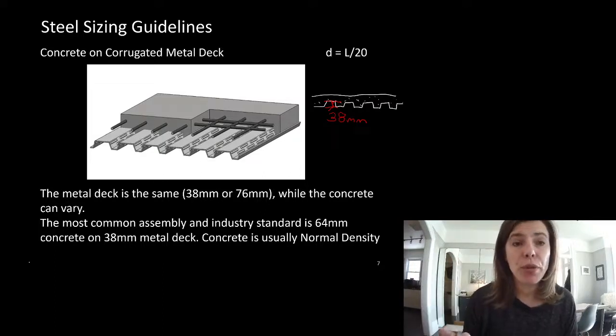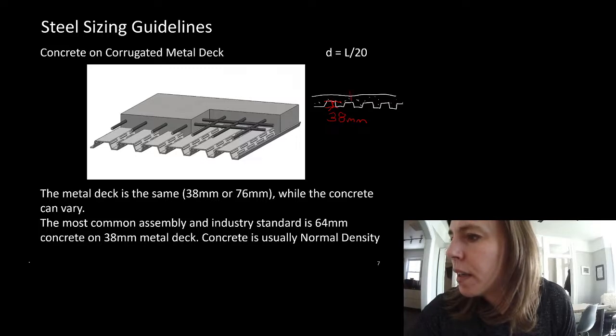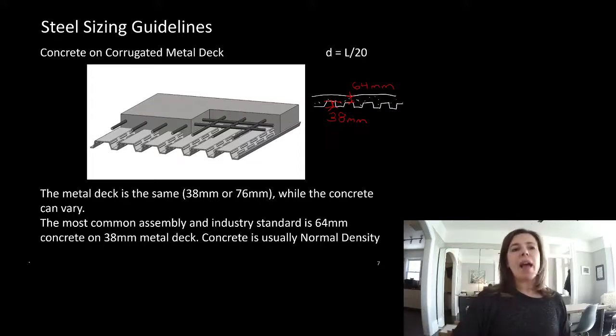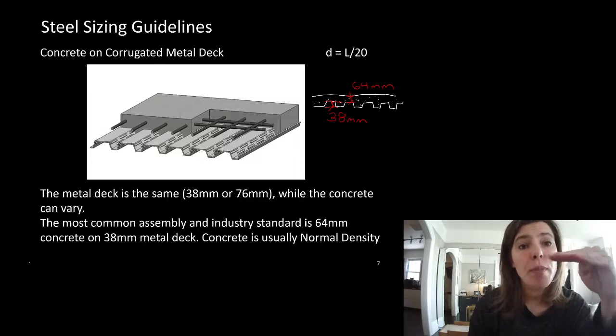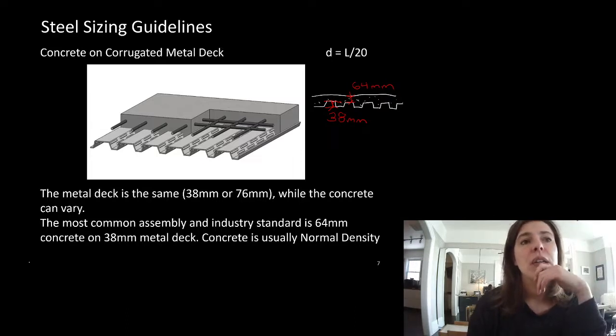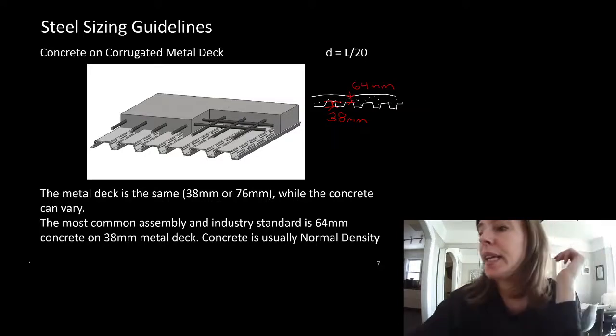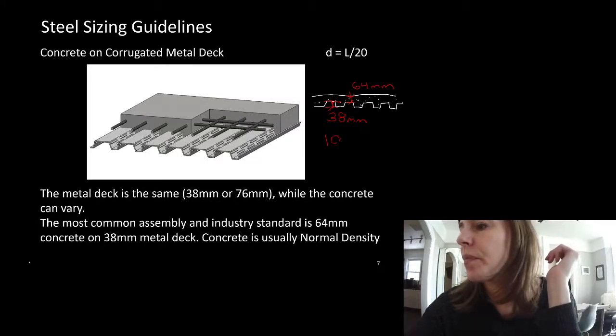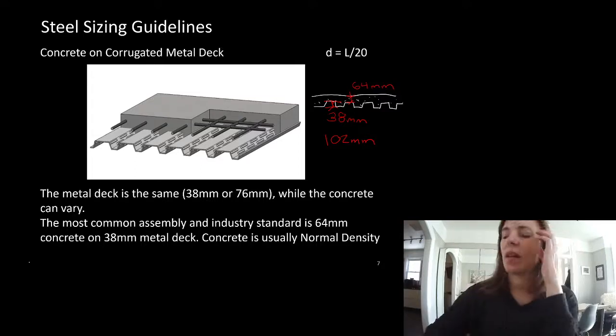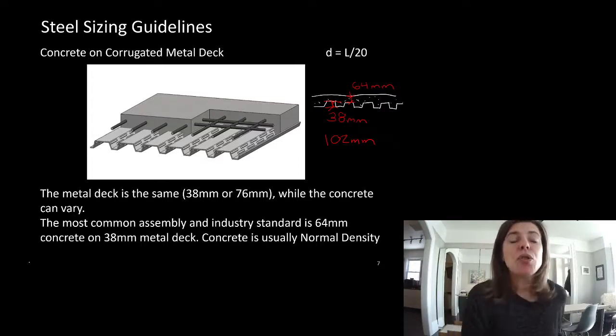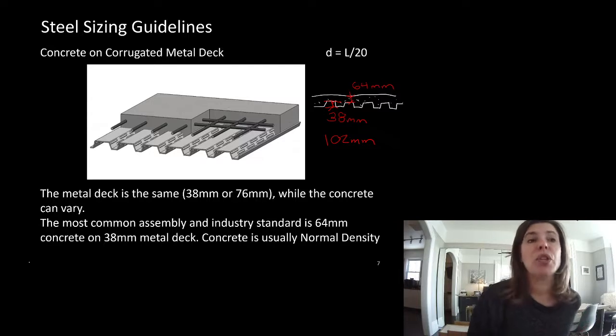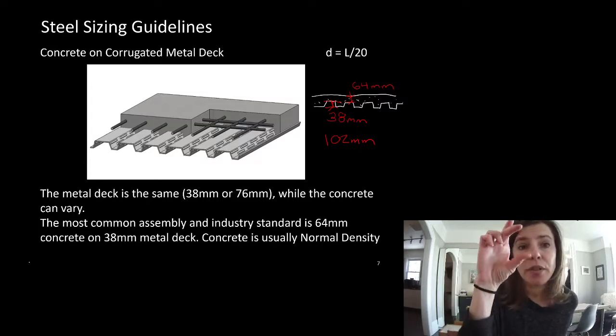That dimension is our 38 millimeters. And the 64 millimeters is from the top of the top flute up to the top of the concrete. So the entire assembly is 102 millimeters. So you'll see people refer to 64 concrete on 38 millimeter deck. We're talking about an assembly that is 102 millimeters.